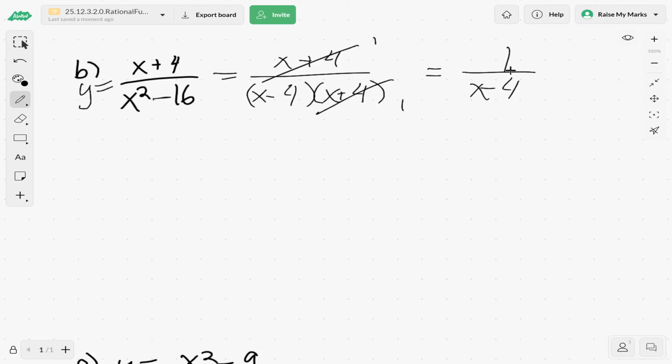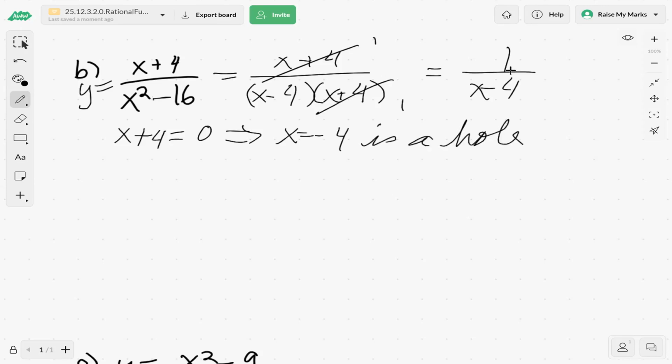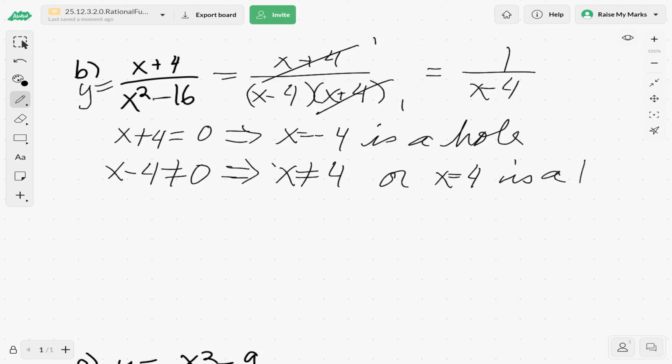Okay, so what does this mean? Well, this means that x plus 4, or x equals -4, is a hole. And our x minus 4, that can't be equal to 0 either, otherwise we'd be dividing by 0, and this gives us that x cannot equal 4, or x equals 4 is a horizontal asymptote. Let's use HA for horizontal asymptote. So we have a hole and a horizontal asymptote in this case.